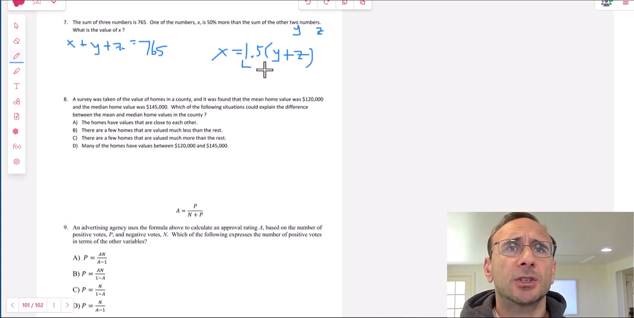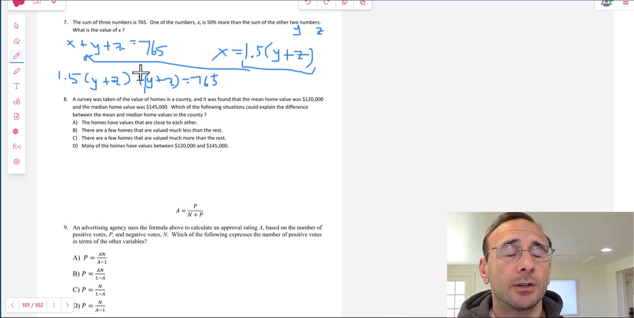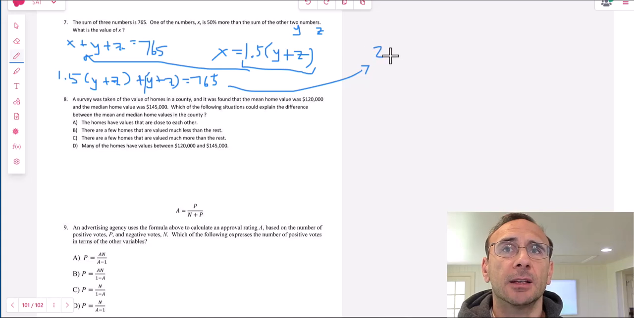Different ways to go from here. I think it's fastest to just use substitution. Plug the 1.5 times (y plus z) in for x. So you get 1.5 times (y plus z) plus y plus z equals 765. Now, if you treat y plus z as an entity, like a single thing, what happens when you have 1.5 of something plus 1 of it? Well, altogether, that's 2.5 of that thing. So you have 2.5 times (y plus z) equals 765.